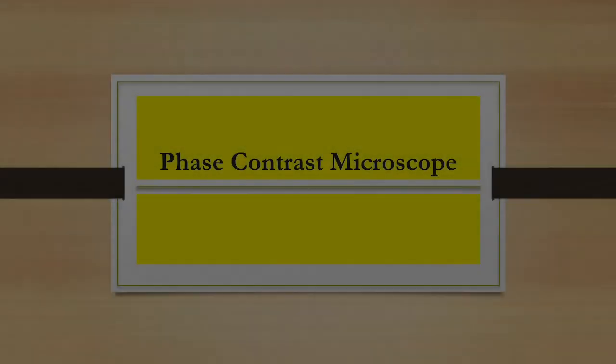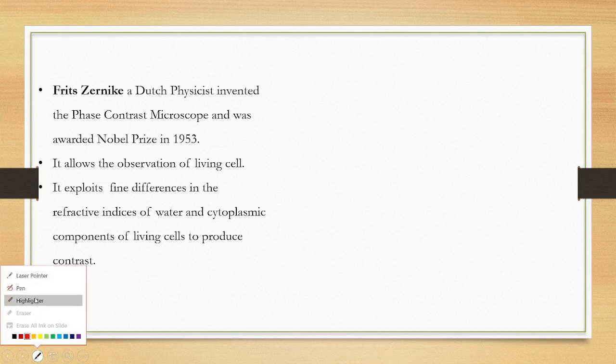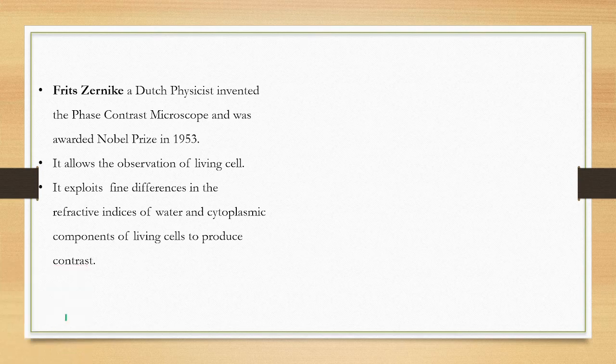Phase contrast microscope. The phase contrast microscope was discovered by Fritz Zernike, a Dutch physicist who got the Nobel Prize in 1953. It helps to observe living cells, that's the main thing.